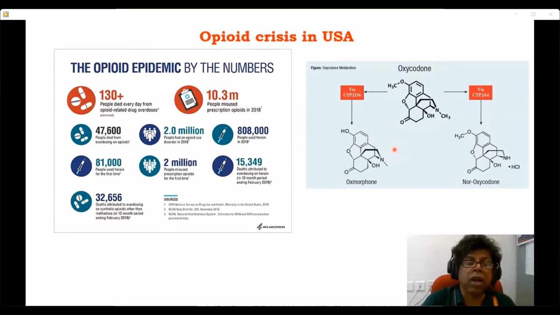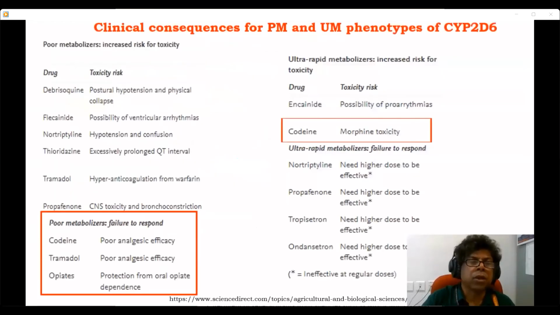But in the scientific context, I think pharmacogenomics is very important. As I mentioned, this drug is metabolized by CYP2D6 and CYP3A4. So it is very important to know the status of this single nucleotide polymorphism genotyping, whether they are eligible for this drug or not. So what are the clinical consequences for the poor metabolizer and ultra rapid metabolizer phenotypes of CYP2D6? I'm focusing on only this enzyme because, as I mentioned, this particular enzyme metabolizes the majority of the opioids.